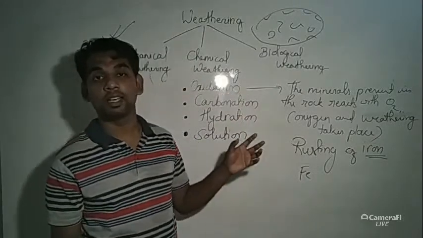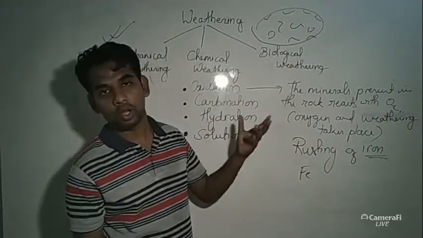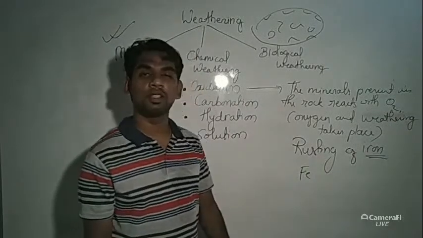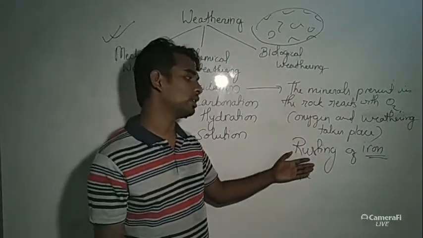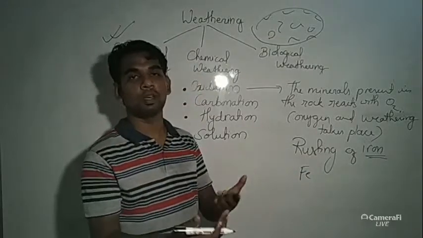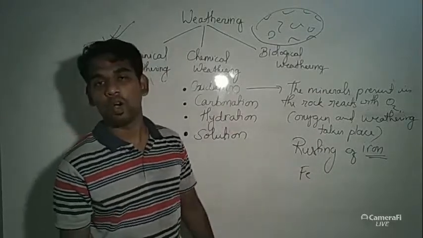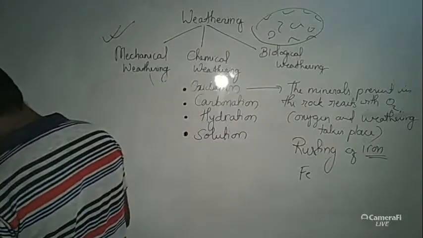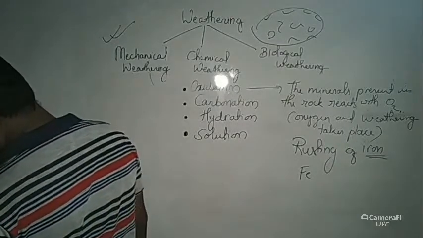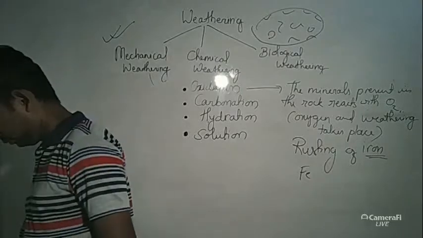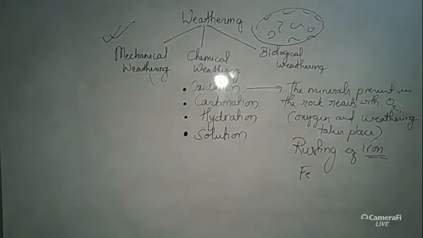So if there is any iron composition present in the rock, it reacts with the oxygen present in the atmosphere, and that leads to rusting. As a result, if rusting takes place, automatically, undoubtedly, weathering occurs there. So that is what is known as oxidation. Clear? Understood? Yes? Okay.